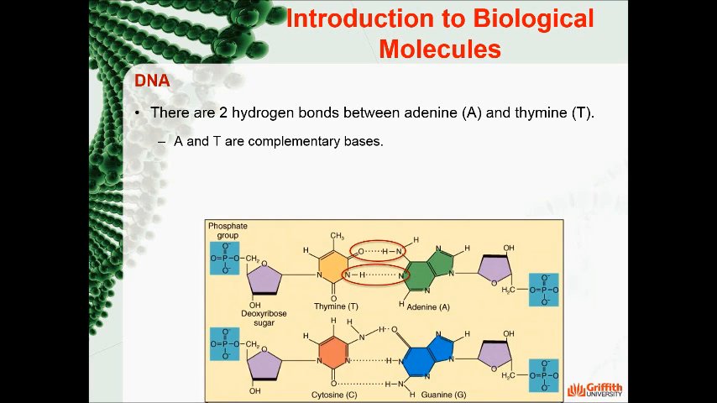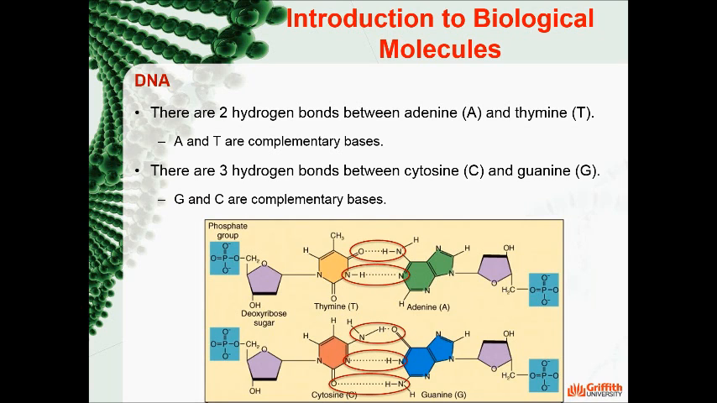The two structures of adenine and thymine align in this manner to allow for hydrogen bonds to happen, and the structures are called complementary. Similarly, there are three hydrogen bonds between guanine and cytosine, and they are also complementary bases.